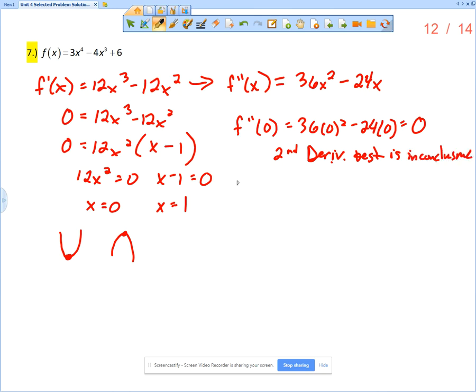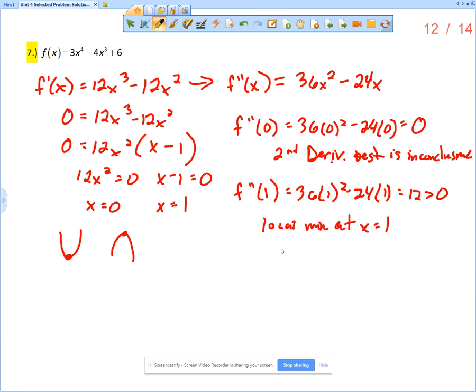at x equals 0. But what about f double prime of 1? So 36 times 1 squared minus 24 times 1. 36 minus 24 is 12, which is greater than 0, meaning we must have a local minimum. So a local minimum at x equals 1.